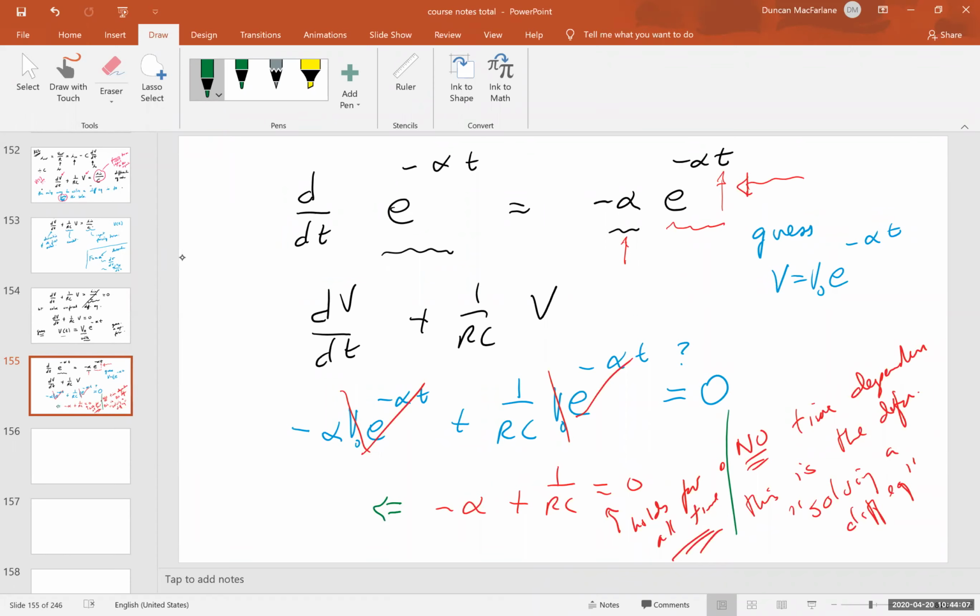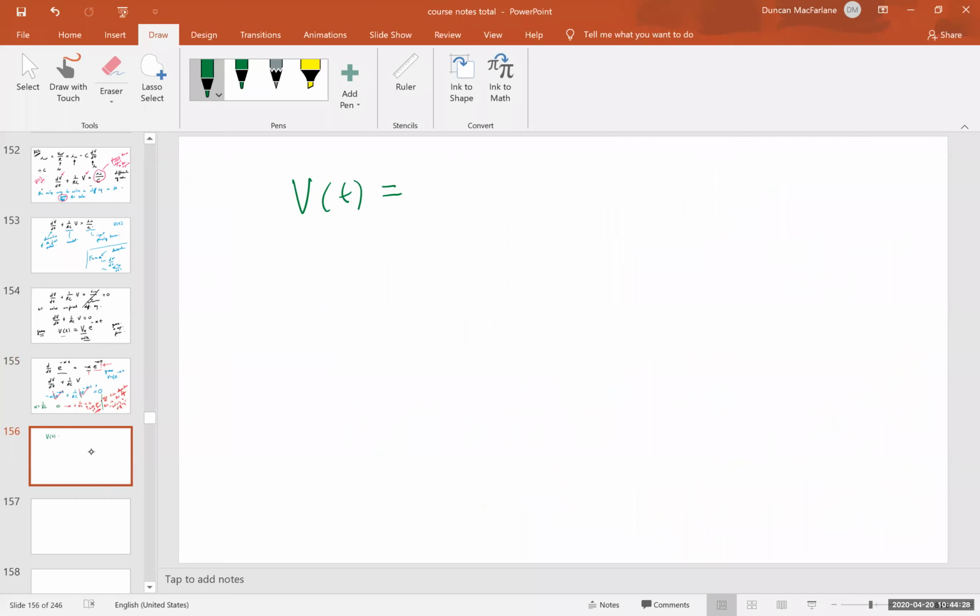And so my final answer is the solution to this differential equation: V is equal to V naught times e to the minus t over RC. And this V naught is set by the initial condition of the circuit.